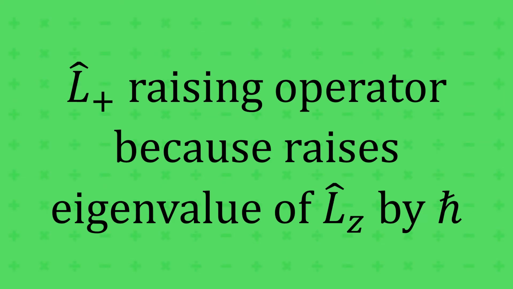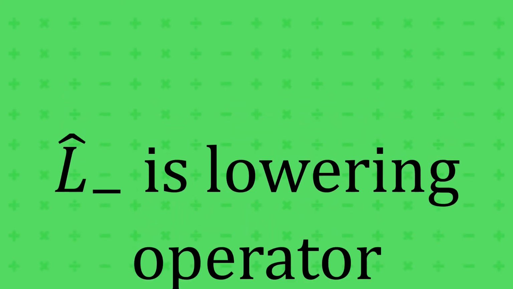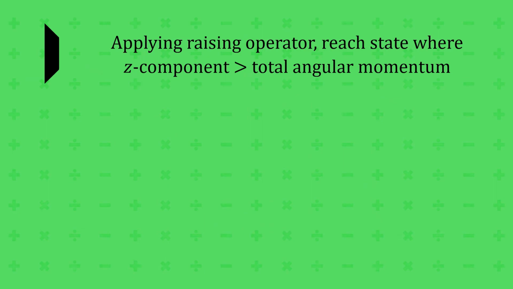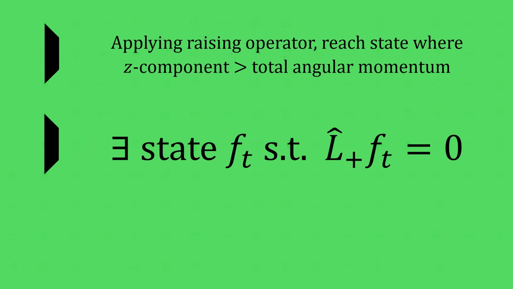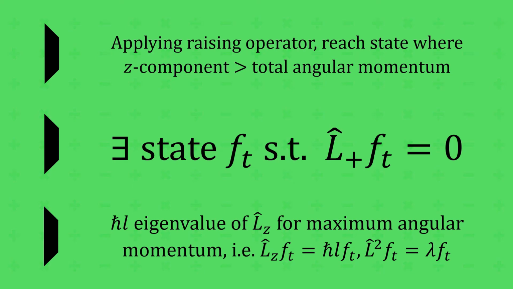We can show that L hat plus or minus f is an eigenfunction of L hat plus or minus squared with the same eigenvalue lambda. And similarly, we can show that L hat plus or minus f is an eigenfunction of L hat z with the new eigenvalue mu plus or minus h bar. Hence, L hat plus is the raising operator because it raises the eigenvalue of L hat z by h bar. And similarly, L hat minus is the lowering operator.